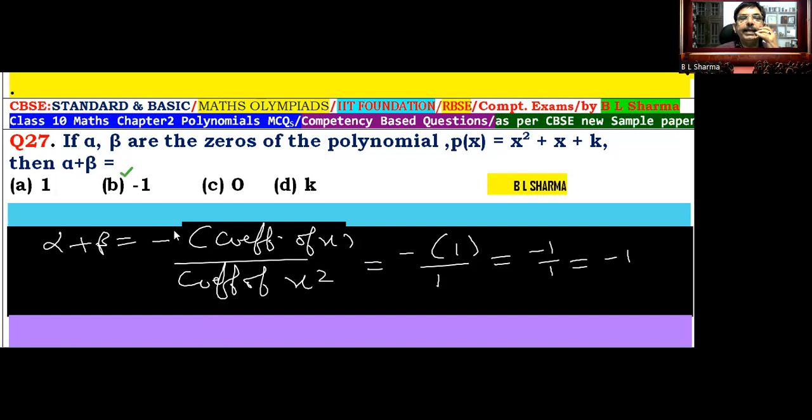यहाँ पे देखिए नेगेटिव से मल्टीप्लाई करना पड़ेगा, जो भी कोएफिशिएंट ऑफ एक्स स्क्वायर एक्स है, मल्टीप्लाई दिस बाय नेगेटिव। और यहाँ हम बहुत गलती कर जाते हैं, we do not multiply by this negative sign and we get the sign that is +1. That would be the wrong answer. So first you put negative, then you put coefficient of x upon coefficient of x square.